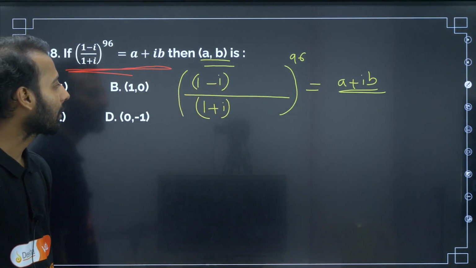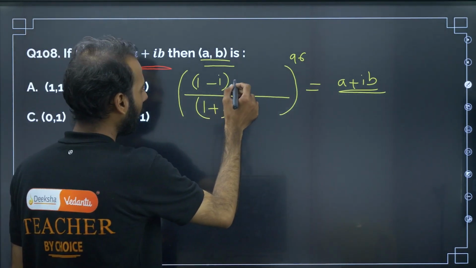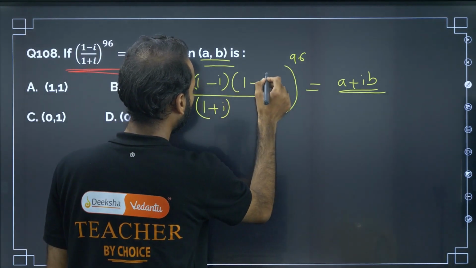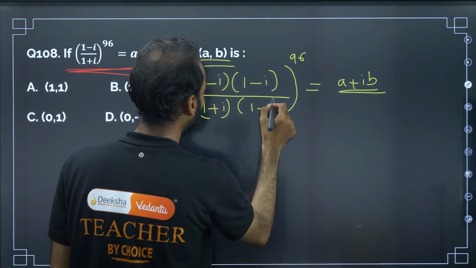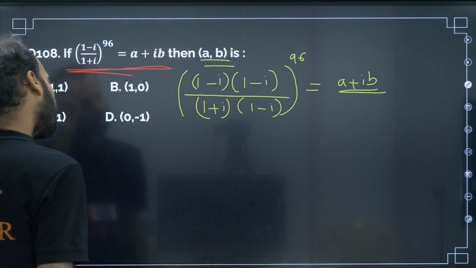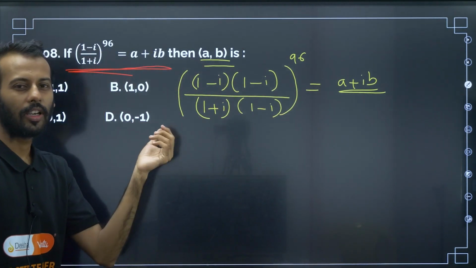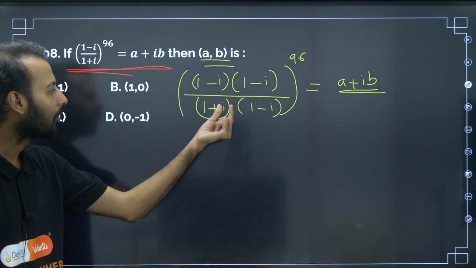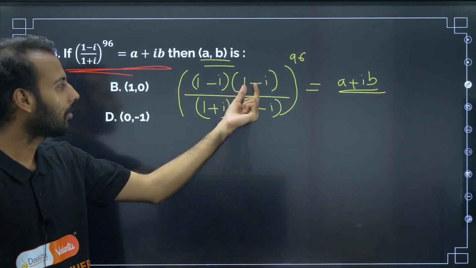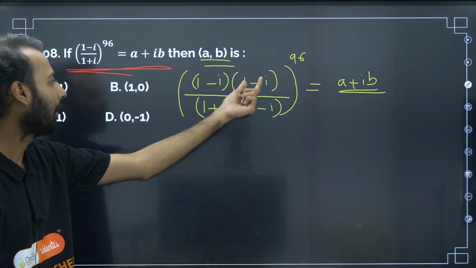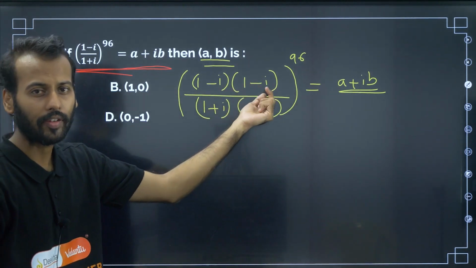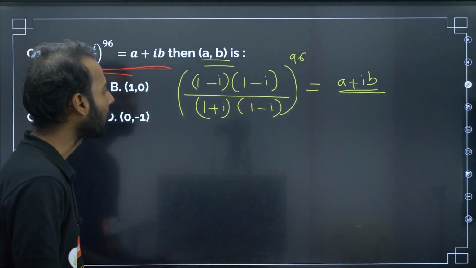1 minus i by 1 plus i, we will multiply with 1 minus i over 1 minus i. Now you will ask, sir, why are you multiplying with 1 minus i? Generally, to simplify, we take the conjugate. We have to multiply and divide with the conjugate. Anyways, the expression is not affected if you multiply and divide with the conjugate.